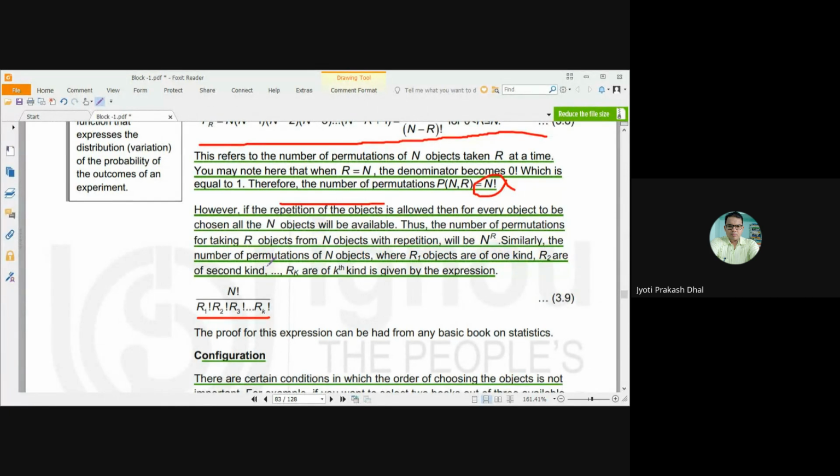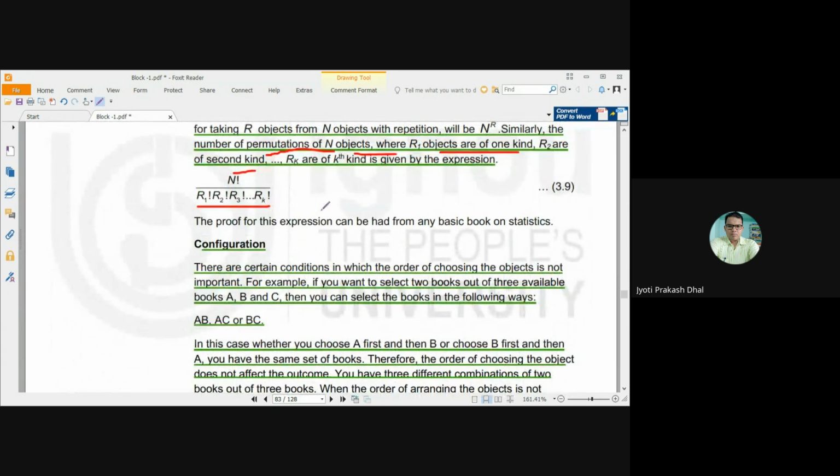Similarly, the number of permutations of n objects where r1 objects are of one kind, r2 objects are of another kind, and rk objects are of the kth kind is given by the expression n factorial divided by r1 factorial into r2 factorial into r3 factorial and so on up to rk factorial. The proof for this can be found in any basic book of statistics.